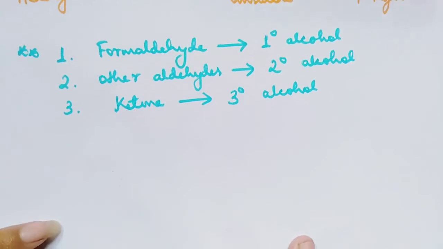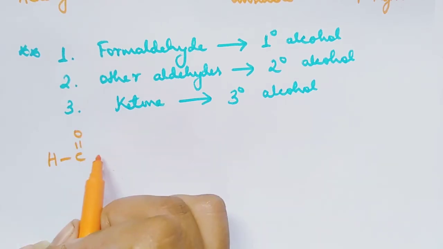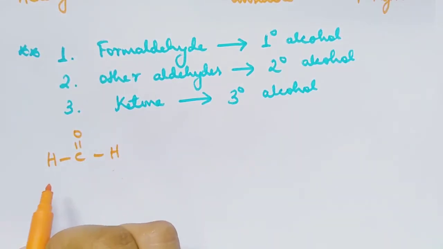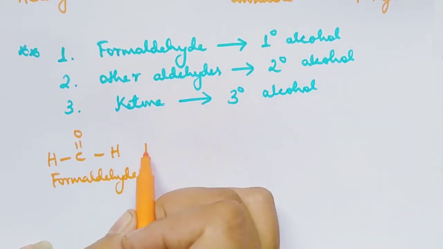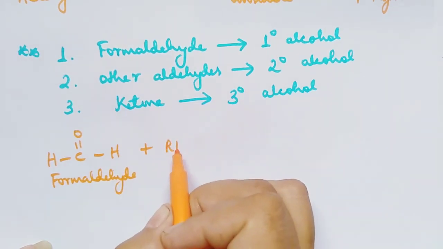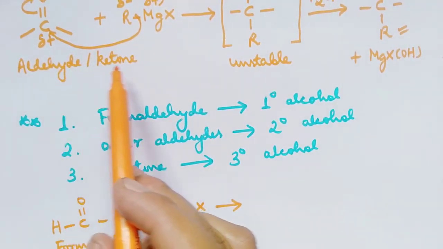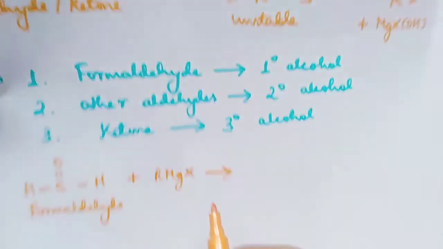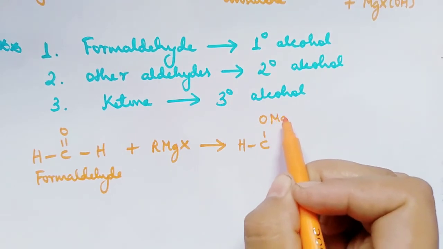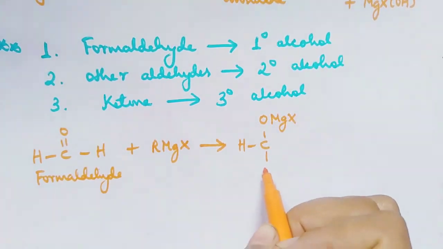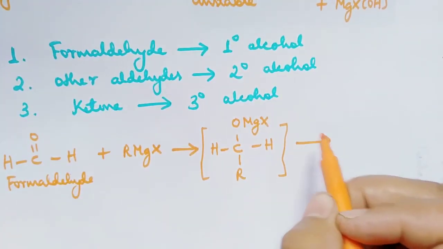The first one, formaldehyde: H, C double bond O, H. This is your formaldehyde. We add a Grignard reagent, RMgX. You follow the same mechanism as before, and then we have H, C, OMgX, with R and H. This is an addition compound. It is unstable. Now hydrolyze with dilute acid.